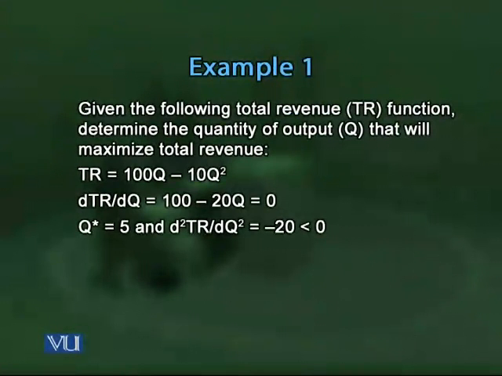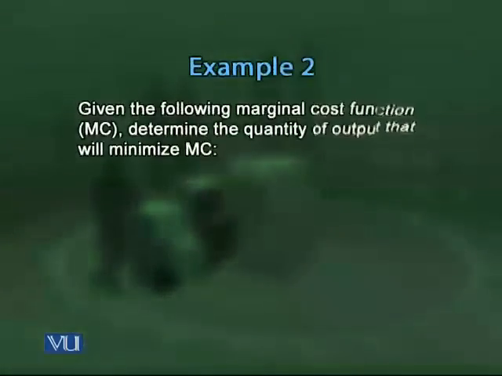Now, to establish whether this indeed is a relative maximum point or a relative minimum point, we use our second order sufficient condition. We find the second derivative of the function, which is equal to minus 20. As we have already said, when the second derivative of the function is negative, less than 0, then the point in question is a relative maximum point. So at the output level of q equal to 5, the revenue of this firm is maximized.